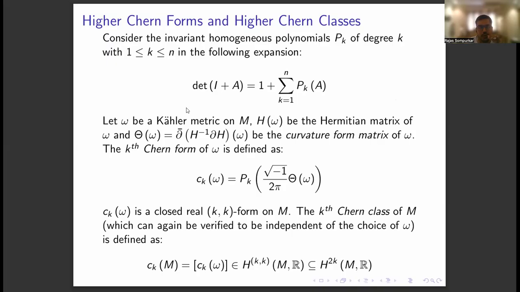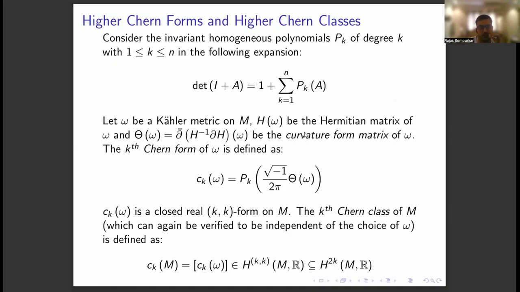So in this way, we have these invariant homogeneous polynomials Pk in the entries of the matrix A. Now we want to define the kth Chern form of omega. We take the Kähler form omega on M, and we take the Hermitian matrix of it. Then this theta of omega, which is defined by this formula, del bar applied to H inverse del H of omega, is called the curvature form matrix of omega.